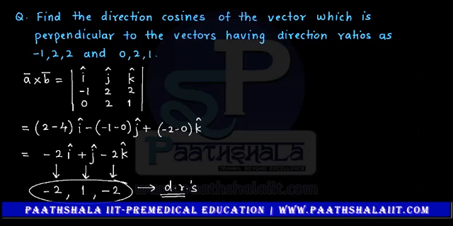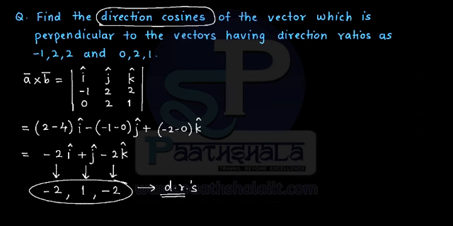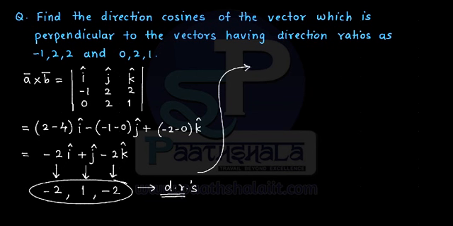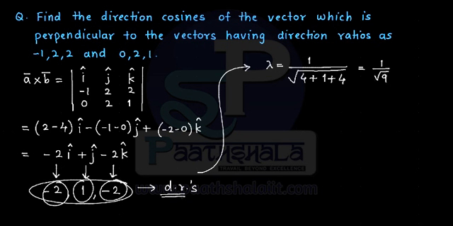But we have been asked to find the direction cosines, correct? And we know the direction ratios. So how to find that? We know that we have to calculate the quantity lambda, which is 1 upon root of -2 the whole square, which is 4, plus 1 the whole square, which is 1, and once again -2 the whole square, which is 4. So that turns out to be 1 upon root 9, and hence lambda is equal to plus or minus 1 by 3.